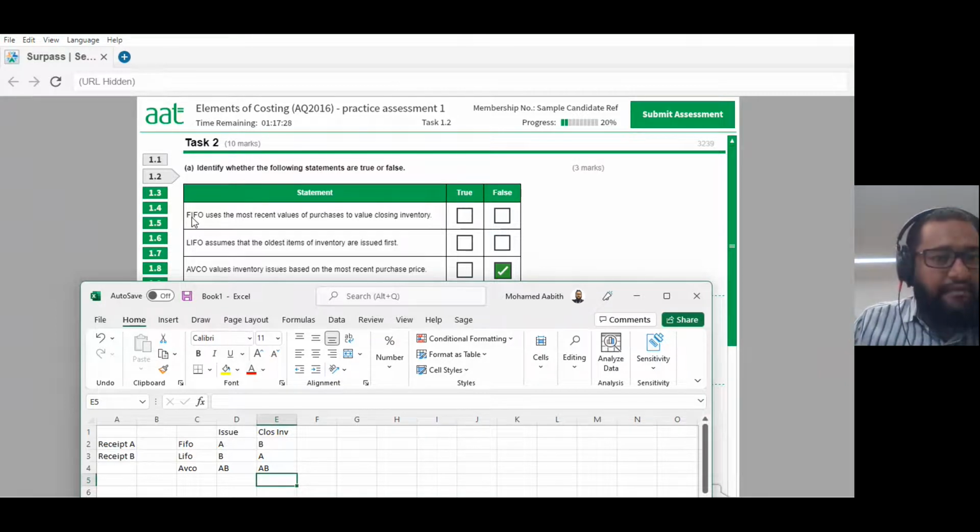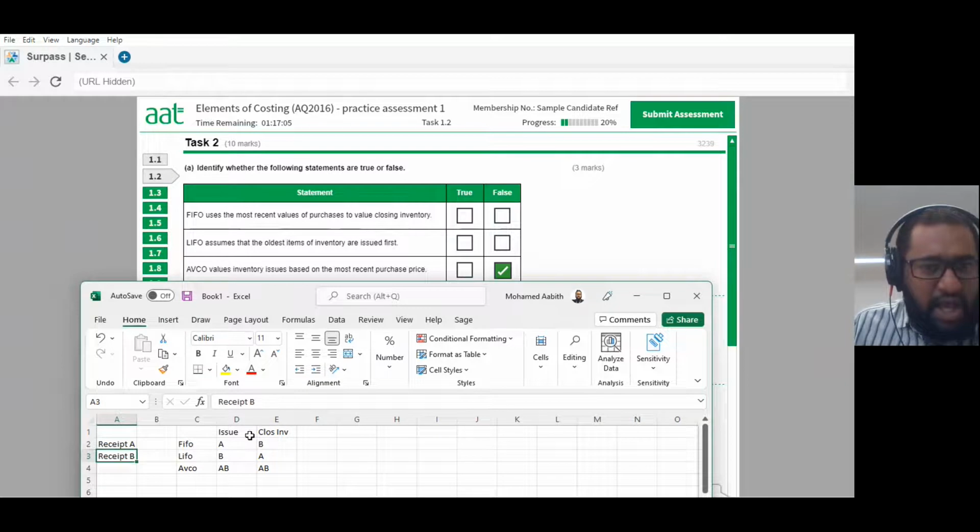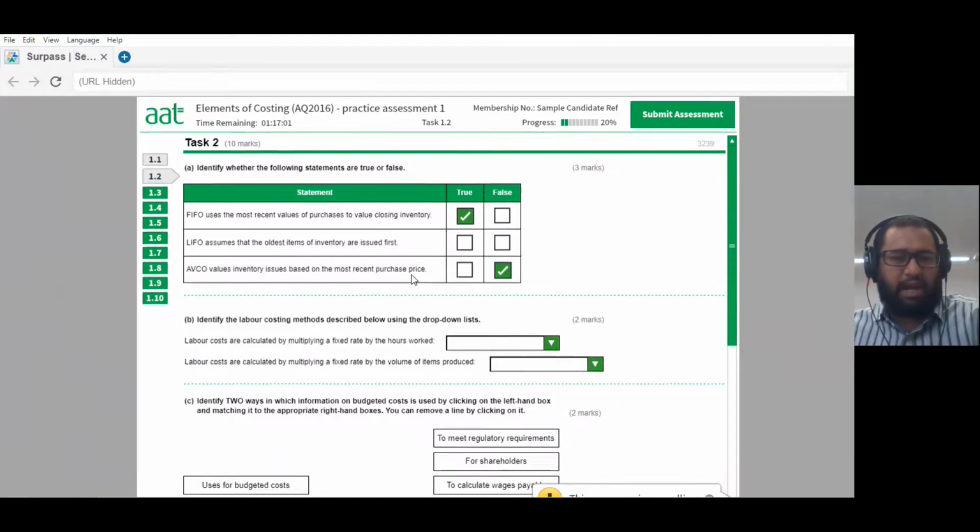So they're saying here, FIFO uses the most recent values of purchase to value the closing inventory. What they mean by that is, on the closing inventory, you have B. Which one is the most recent purchase? B. A is the one we got first, and B is the one we got second. So with FIFO, the closing inventory uses the most recent values of purchases. That means this is your closing inventory. So that is true.